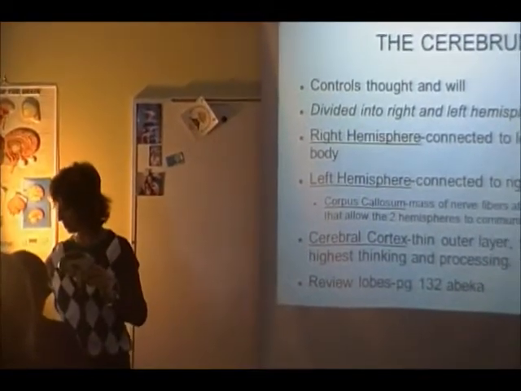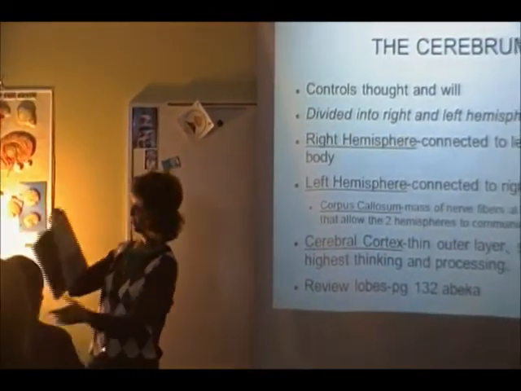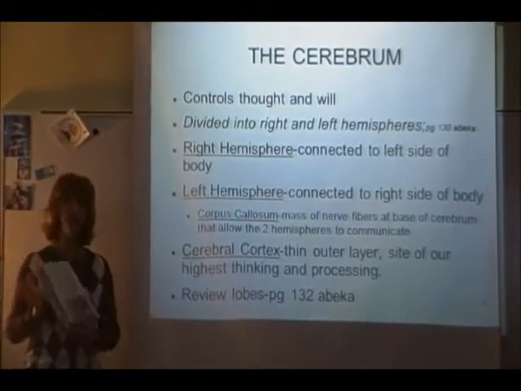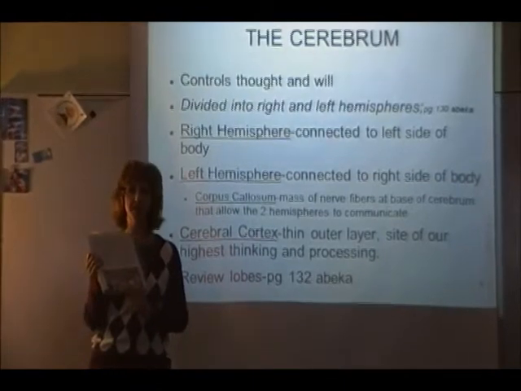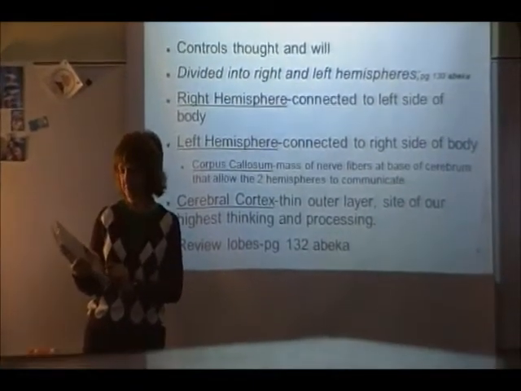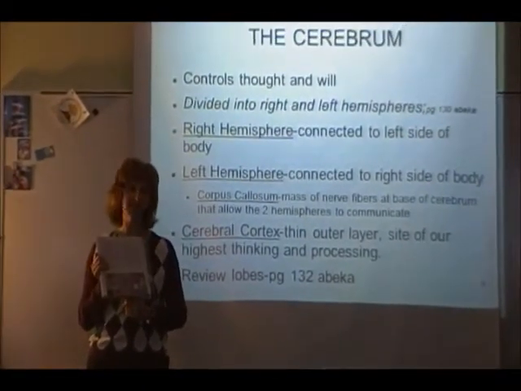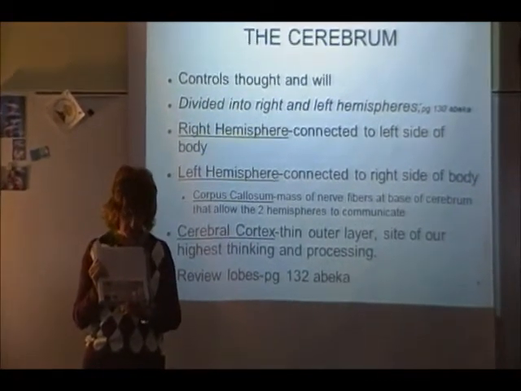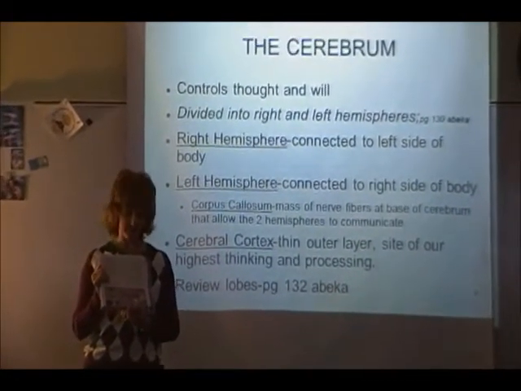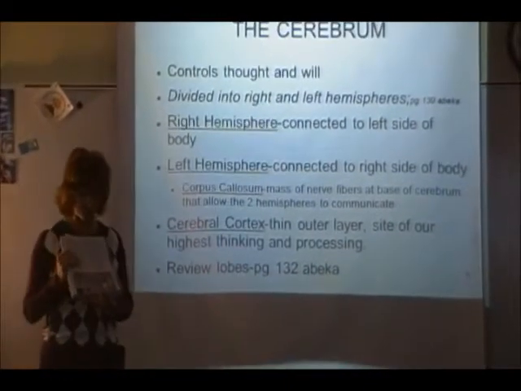If we look here in the book on page 130, it gives you a little bit of an overview of functions that are controlled by each half of the brain. The left is more responsible for scientific and mathematical abilities. The right is more artistic-based and tradition.